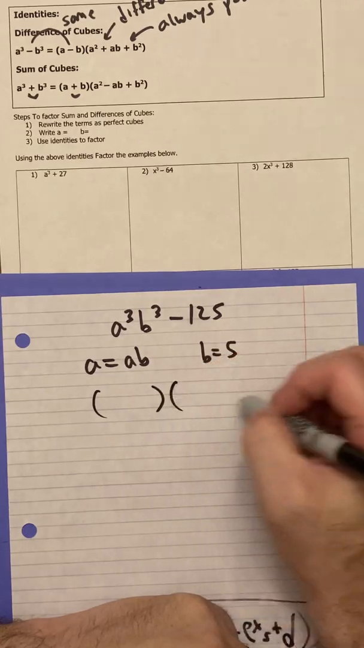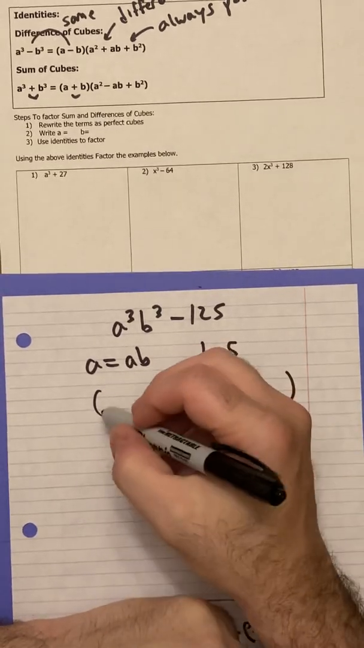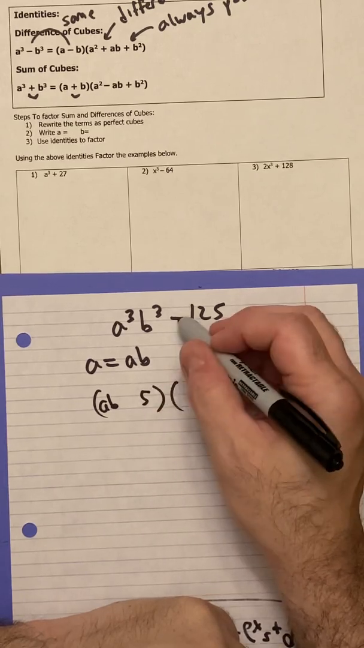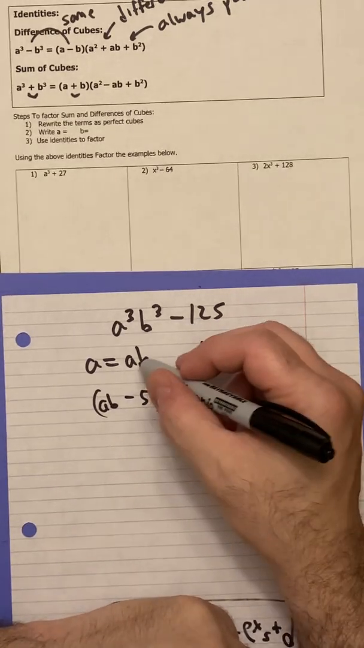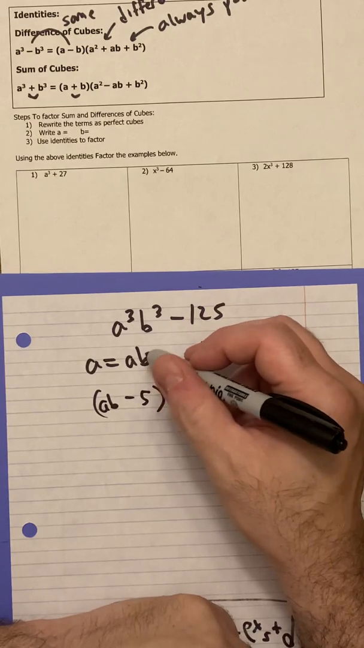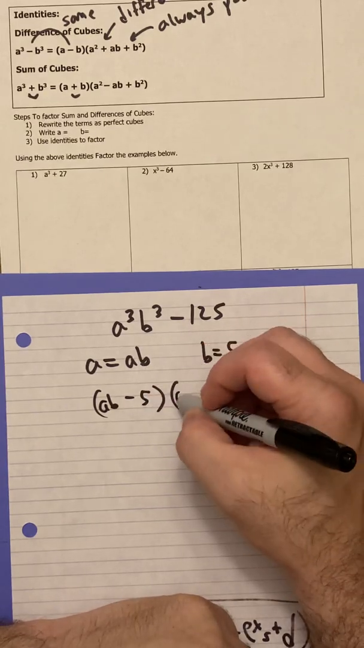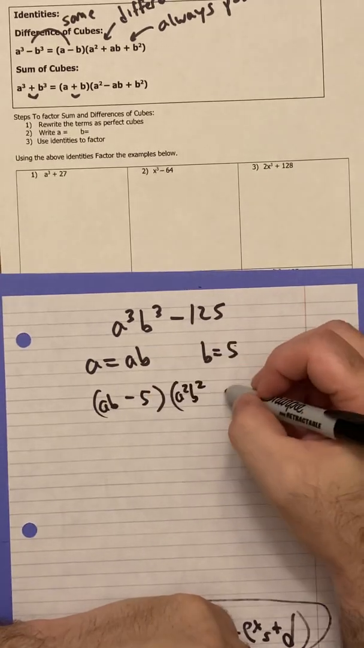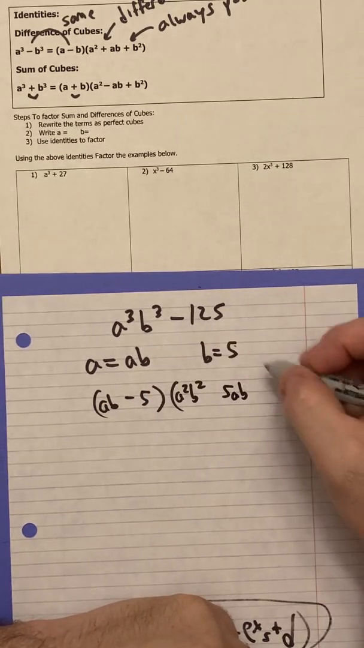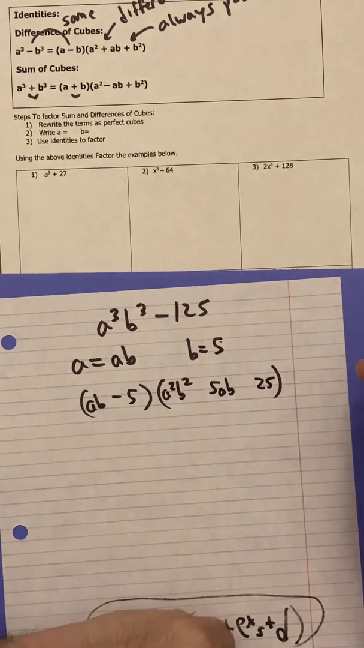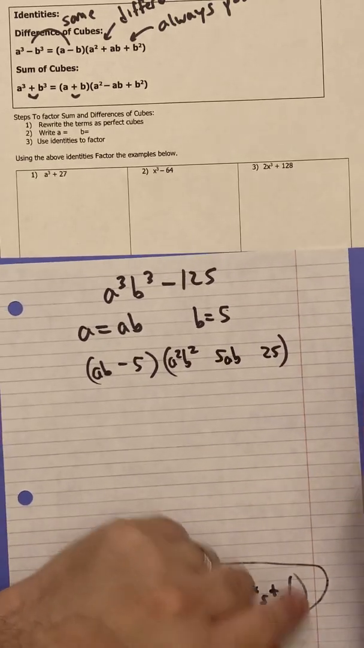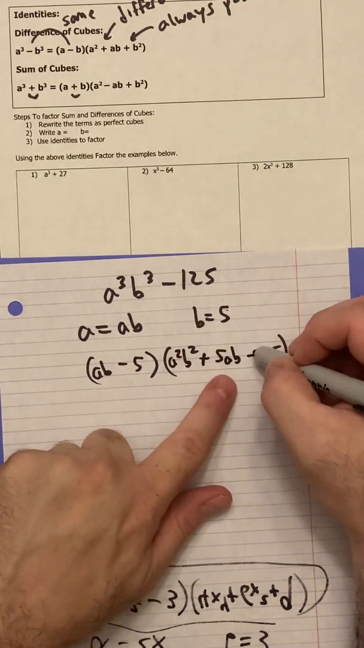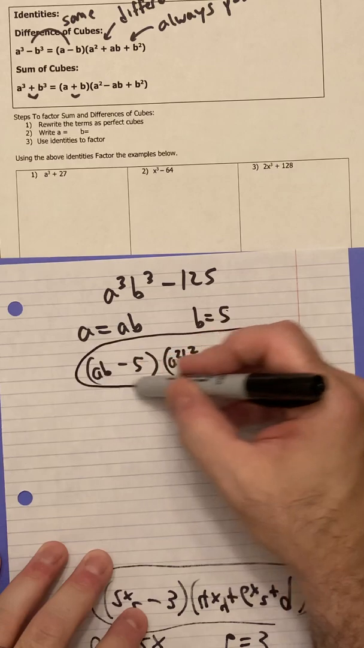Follow the same format. Binomial AB, 5, same sign. Negative here is going to be a negative here. Now we're going to do this thing squared. AB times itself is going to be A squared B squared. Next term, we multiply 5 in that AB, so we get 5AB. Last term, 5 squared, 25. Let's see what the signs are going to be. Remember, it's same, different, always positive, and we've just factored it.